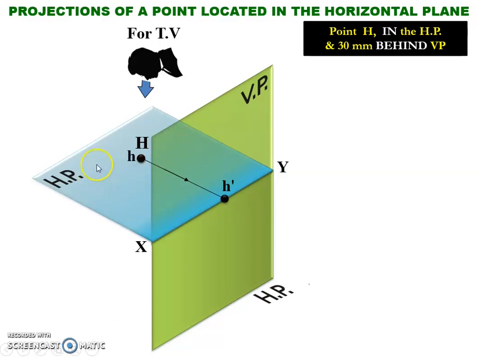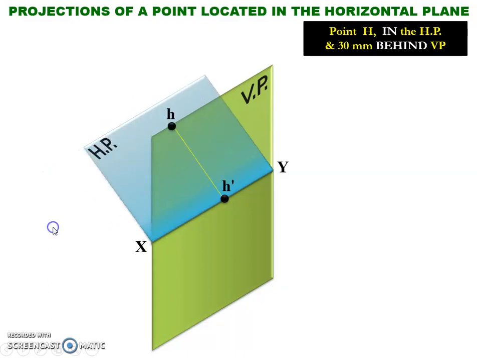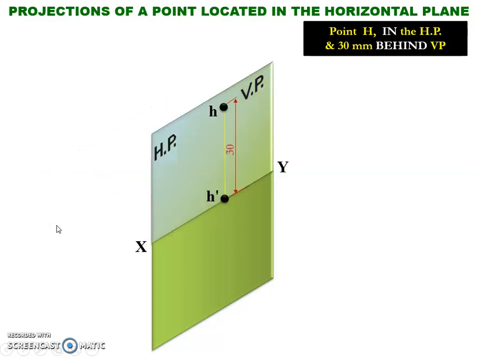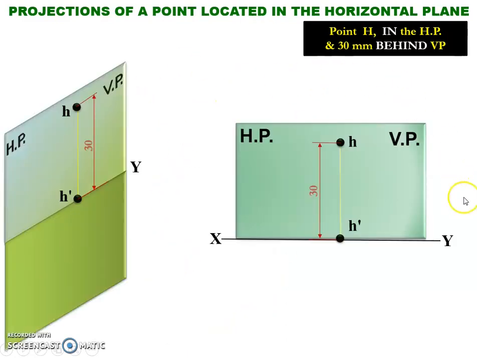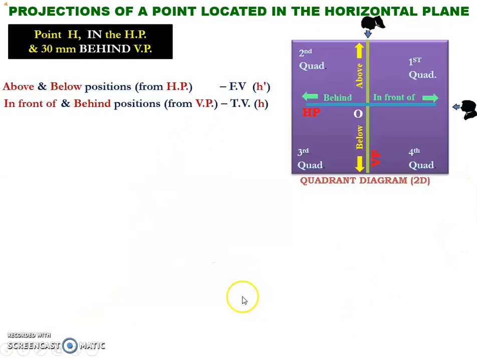Now we need to rotate the horizontal plane along with the top view point H. So when we rotate the horizontal plane along with the top view point, its top view will go above the XY line like this. This will become the final solution and we can show this on a 2D plane or on a 2D paper like this. Let us solve the same problem using the shortcut method.